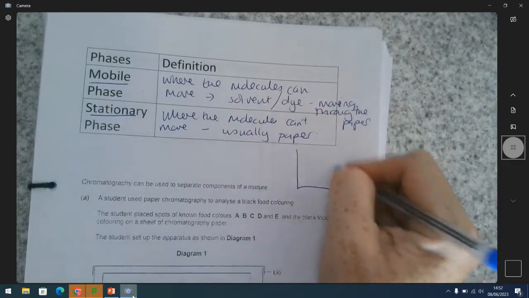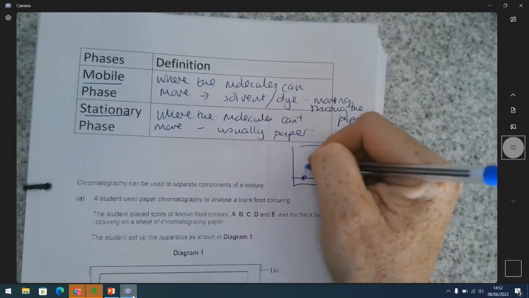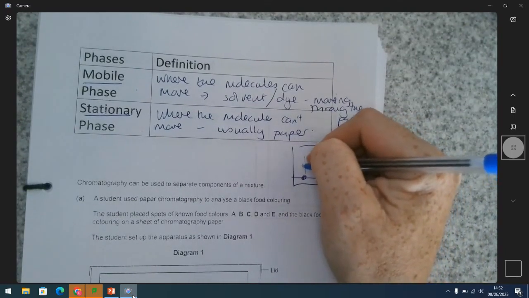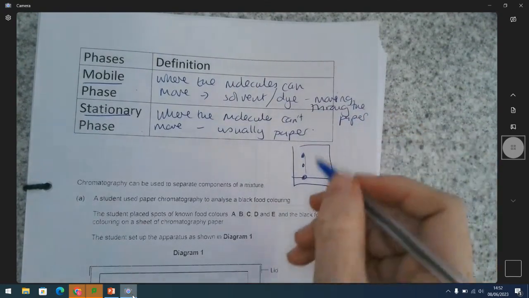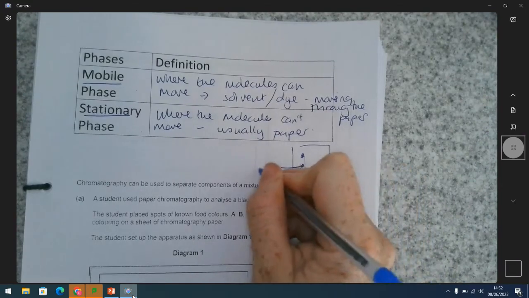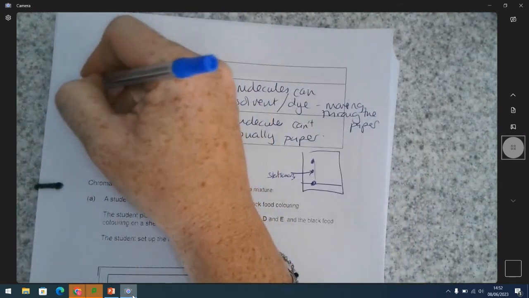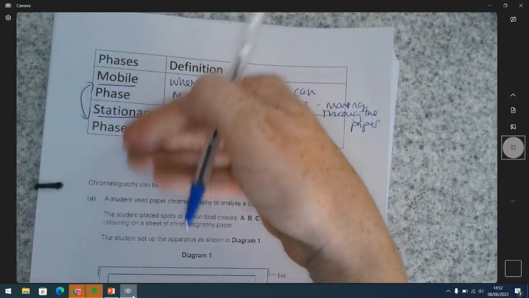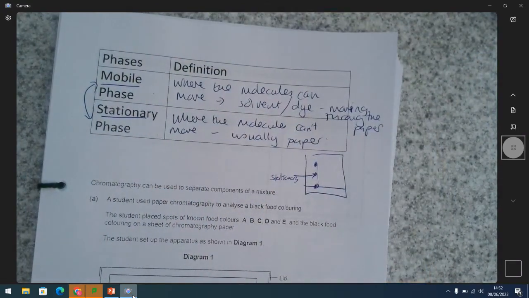So if you think about my chromatogram, there's my start line, there's my dye. The solvent moves up through the filter paper, taking the dye with it. The dye separates out based upon solubility. When it comes out and stays there, that's when it then reaches the stationary phase. So what I'm trying to say by that is that you do in fact find the things move between the phases, and they do move in between them.